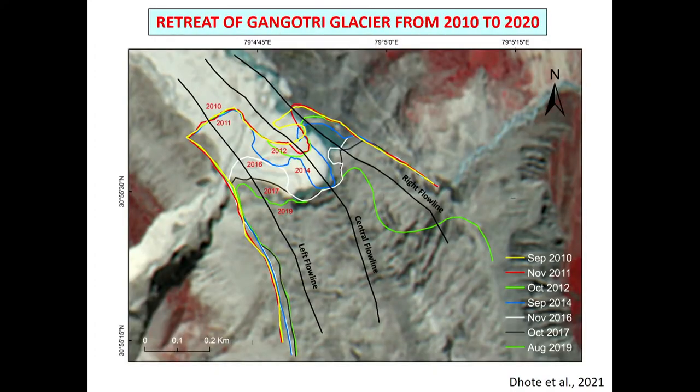So using the remote sensing data, we can also do the glacier retreat analysis. If we have the temporal remote sensing data, and if we can identify the snout or the frontal position of the glacier, we can do the glacier retreat analysis. In this, we have shown how the Gangotri Glacier has retreated between 2010 and 2020. You can see that the glacier front was here in 2010, which has now shifted to this position in 2020. So this is how the glaciers are retreating, they are losing their mass.